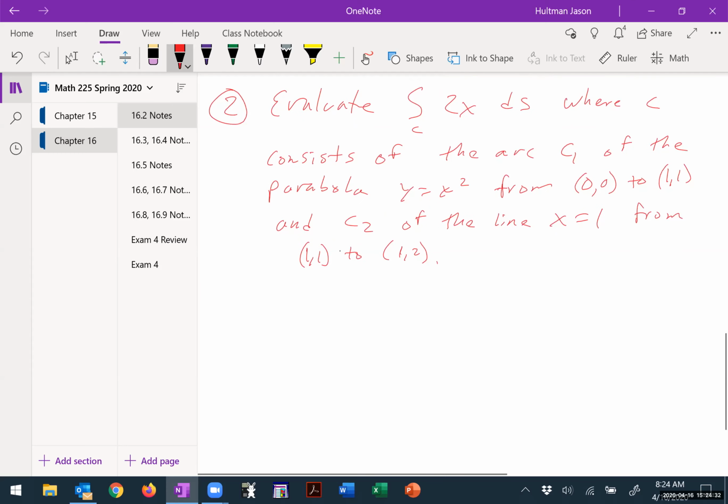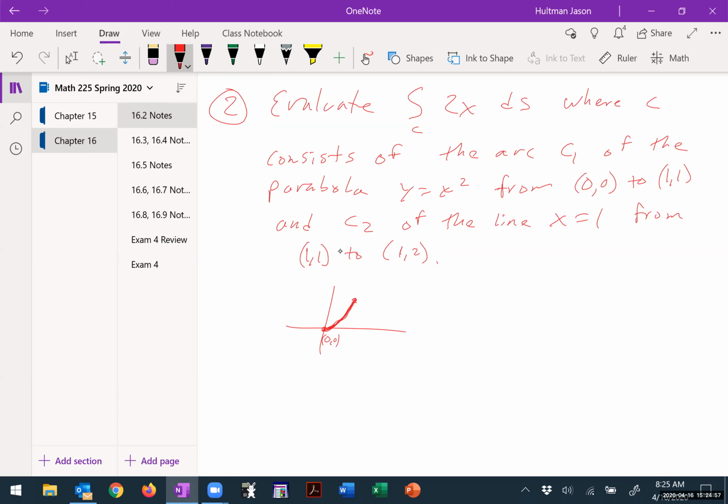So what is this thing going to look like? Well, we have a parabola, or a piece of parabola that goes like that, from 0, 0 to 1, 1. So that's my parabola, my piece of parabola, from 0, 0 to 1, 1.